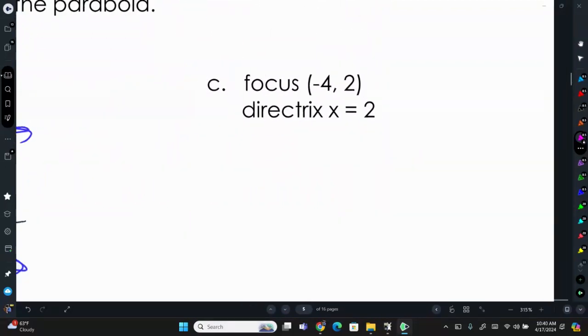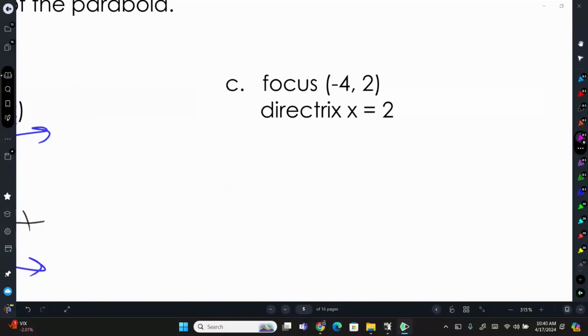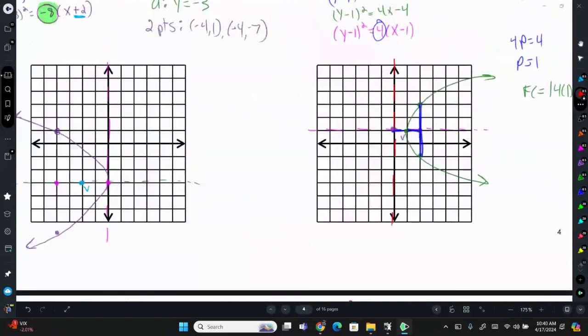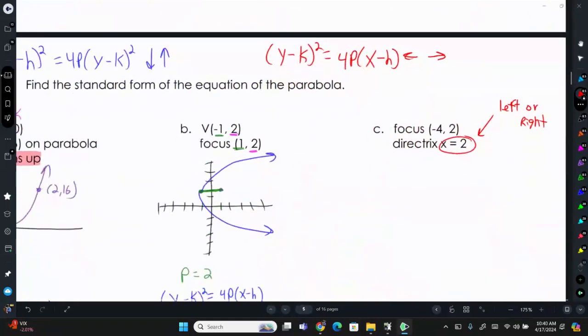Okay, now this one, the focus is at -4, 2, and the directrix is at x equals 2. Well, if our directrix is at x equals a number, this means it's going to go left or right. And then the focus is going to give us the definitive answer, is it opening left or opening right? Because look up here, the vertex is right in the middle of the focus and directrix. So let's draw this out.